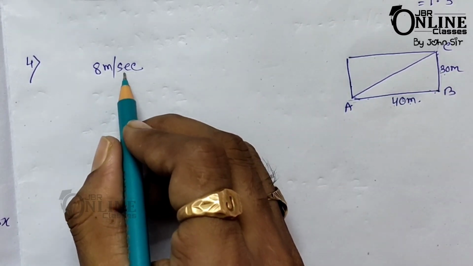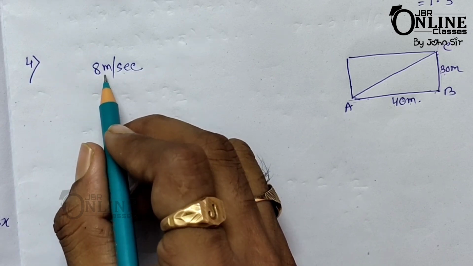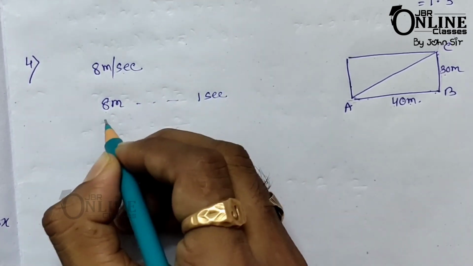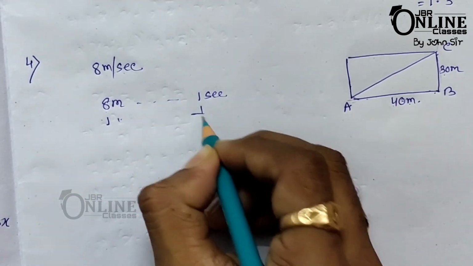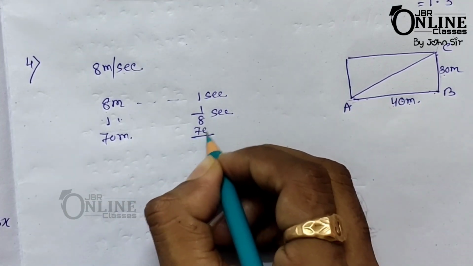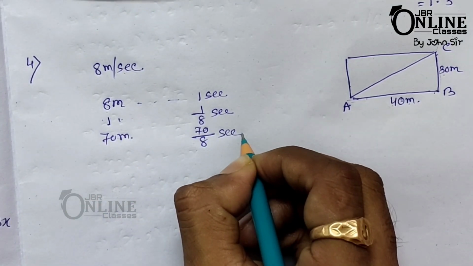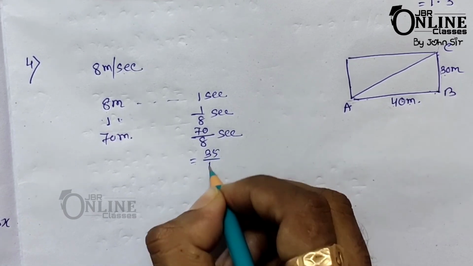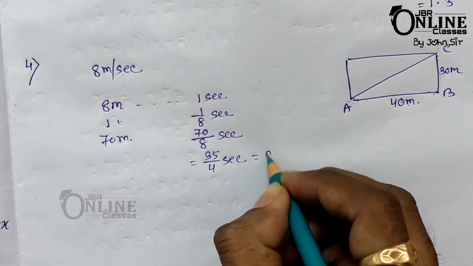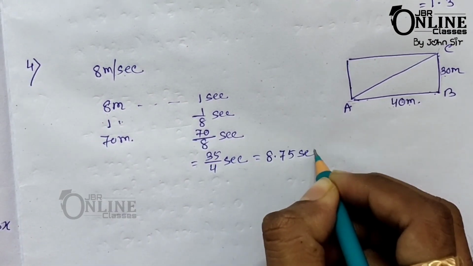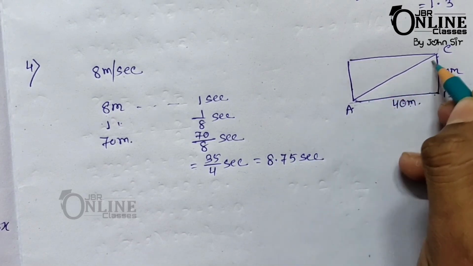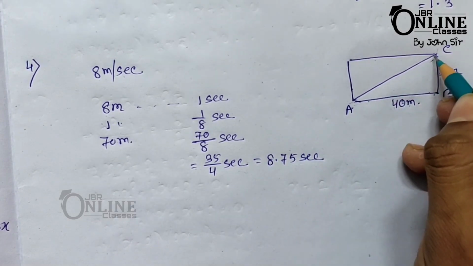Okay, so in 1 second you cover 8 meter. So 8 meter covered in 1 second, then 1 meter covered in 1/8 second, and then 70 meter covered in 70 by 8 second. So that equal to 35 by 4 second. So that equal to 8.75 second.